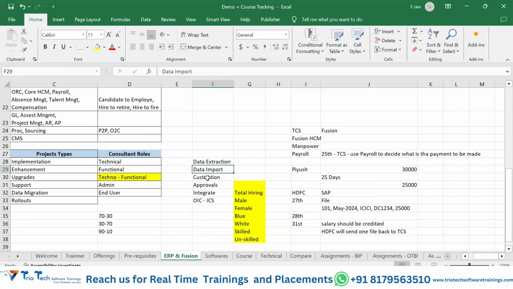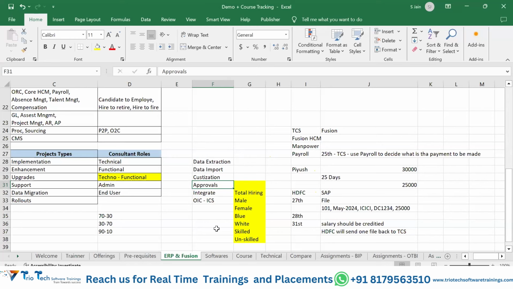Guys, we discussed that there is another thing the technical consultant is supposed to do, that is the customization of the application: to change the look and feel of the application, to add a new field, to hide a field, to make a certain field mandatory. Apart from that, as a technical consultant, we might be working on approval management. There are different sorts of transactions happening.